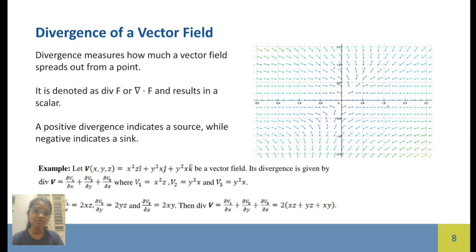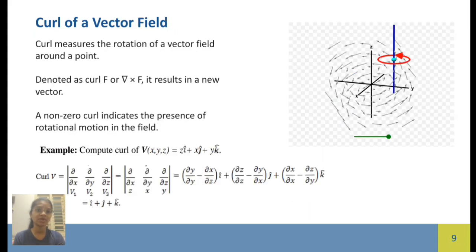Hence, ∂v1/∂x = 2xz, ∂v2/∂y = 2yz, and ∂v3/∂z = 2xy. Then div V = ∂v1/∂x + ∂v2/∂y + ∂v3/∂z = 2(xz + yz + xy).